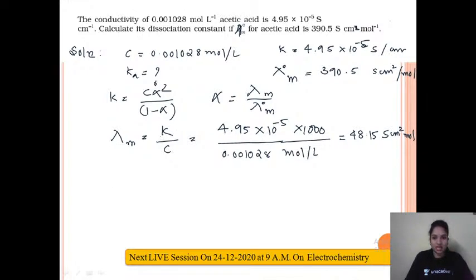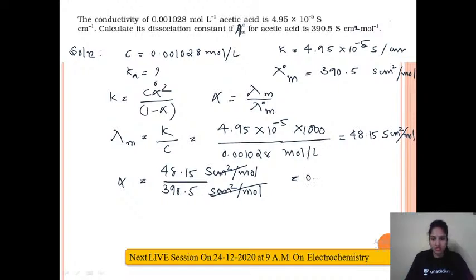So now we have got the lambda m value, and the lambda naught m value is already given in the question. So we can calculate the alpha value now. Alpha is lambda m upon lambda naught m. Lambda m that we got is 48.15 Siemens centimeter square per mole, and lambda naught m is 390.5 Siemens centimeter square per mole. If you divide this, units will get cancelled, and the answer you get is 0.1233. This is the degree of dissociation, so it doesn't have any unit.